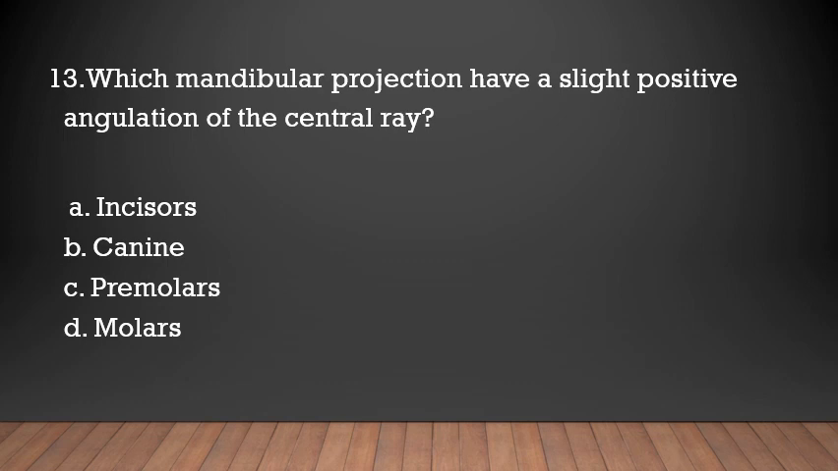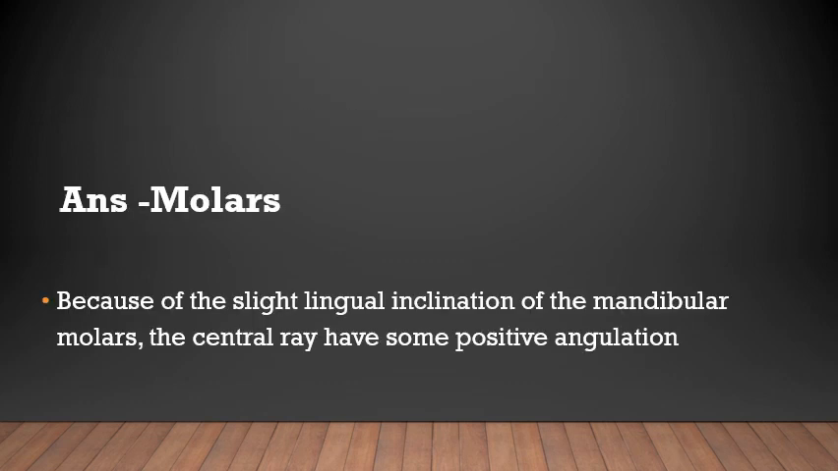Which mandibular projection has a slight positive angulation of the central ray? Incisors, canine, premolars, molars. Molars. Because of slight lingual inclination of mandibular molars, the central ray has some positive angulation.